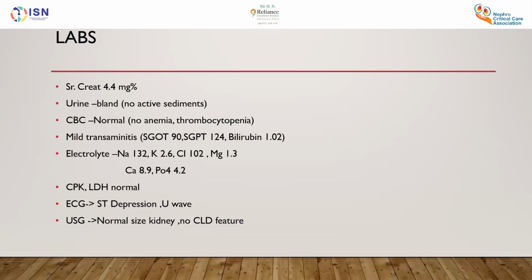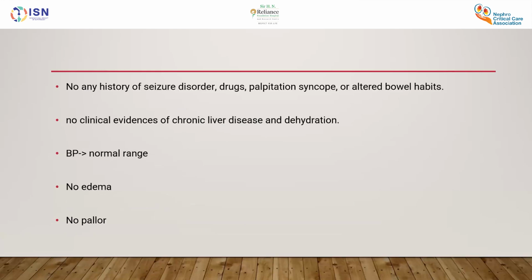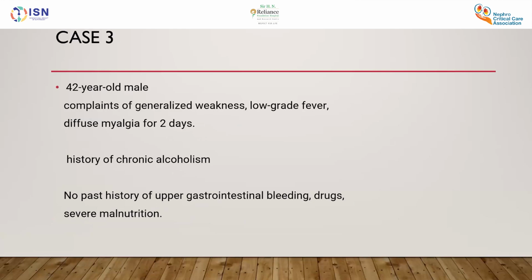Can you go to the first slide, the history slide? 42 male, generalized weakness, low grade fever, myalgia for 2 days. History of chronic alcoholism. No past history of upper GI bleed, drugs and others. So, is there severe malnutrition or no history of malnutrition? No history of malnutrition.